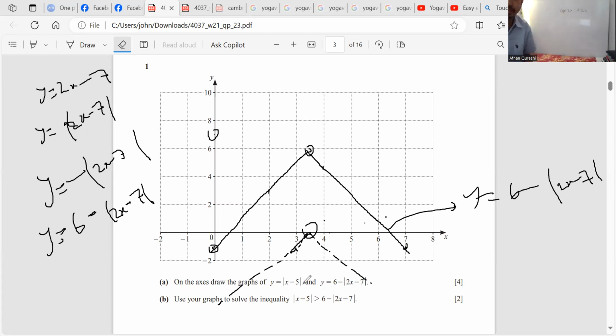Then what about the graph of y is equal to modulus x minus 5? This is very easy. At x equal to 5, you have 0. At x equal to 6, you have 1. So this is how it goes. Yeah, at x equal to 6, it is actually 1. I've given it as 2, so that's a mistake. Let's correct it.